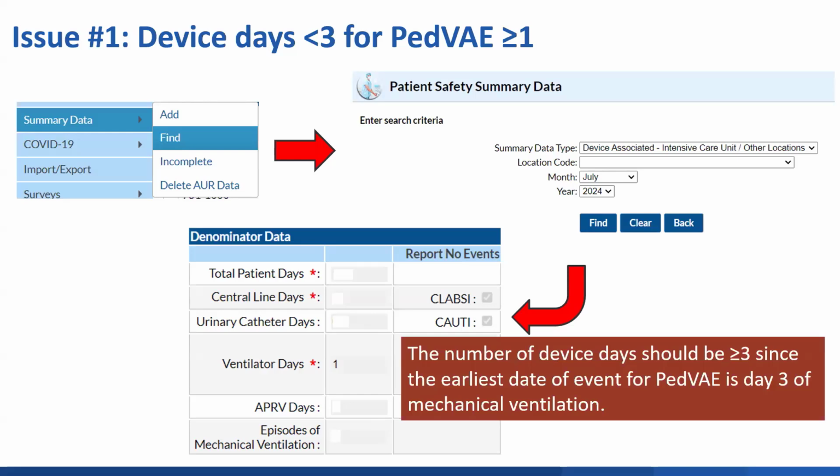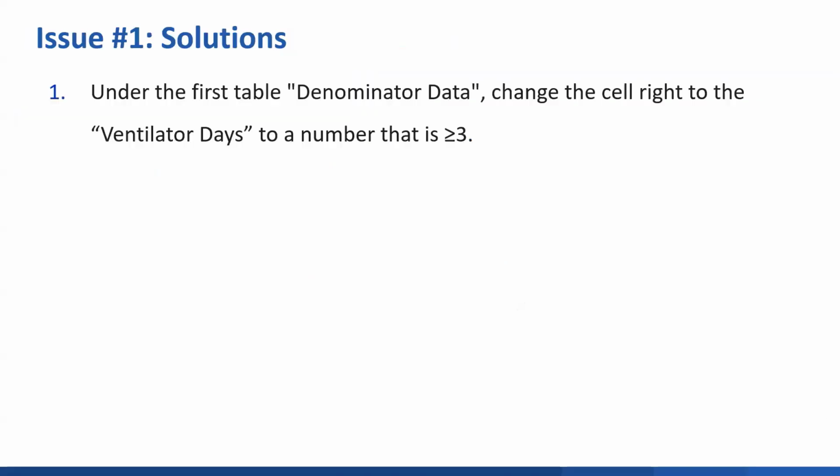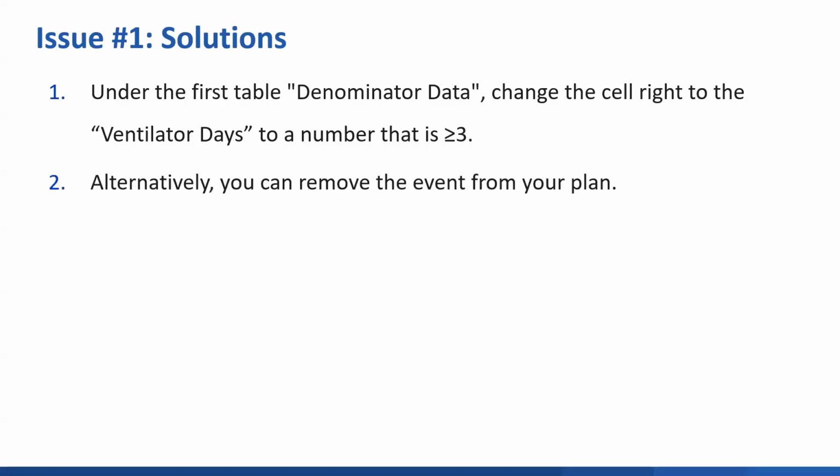So how do we address this issue? The first solution was to go back to the summary data by re-entering the ventilator days to some number that is at least 3 days. Alternatively, you can remove this event from your plan.